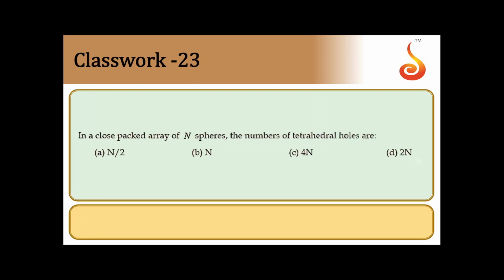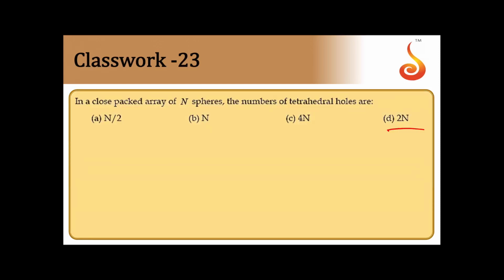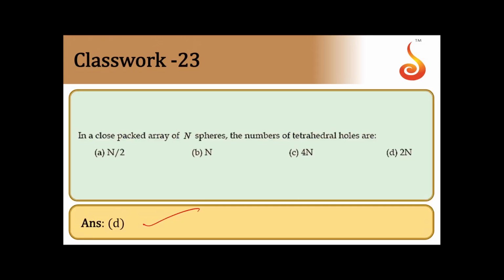Next one, 23rd one now. In a close packed array of n spheres, the number of tetrahedral voids are? It will be double the number of spheres. The answer is 2n. 2n is the answer, D.